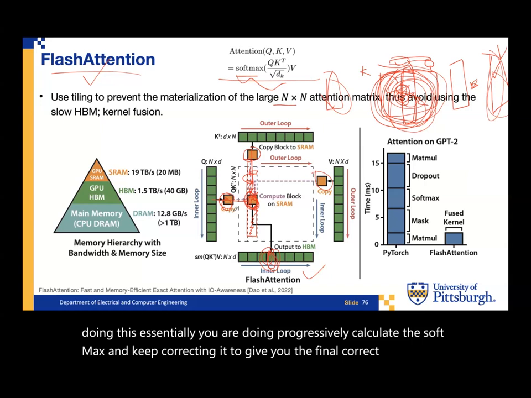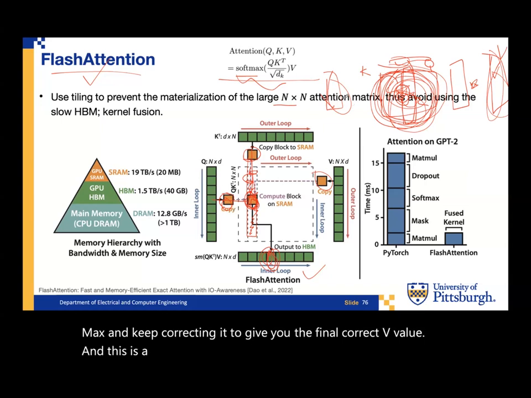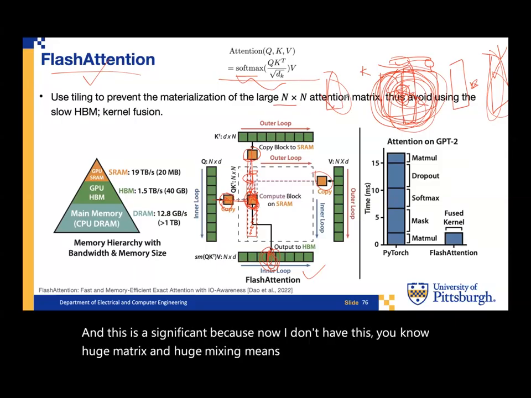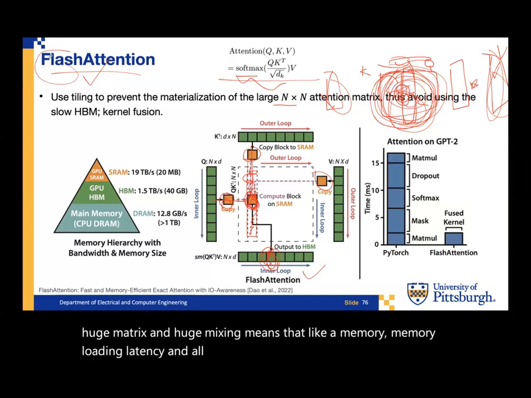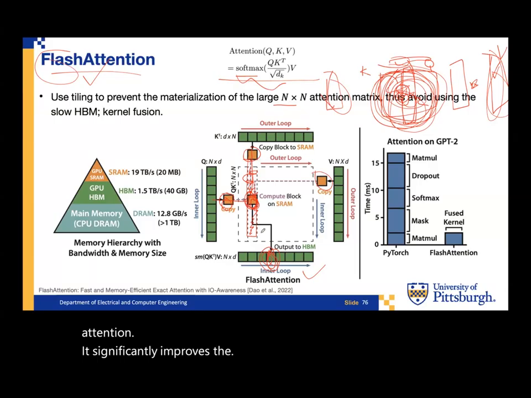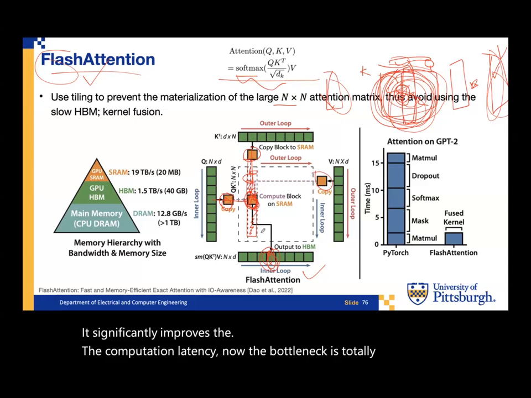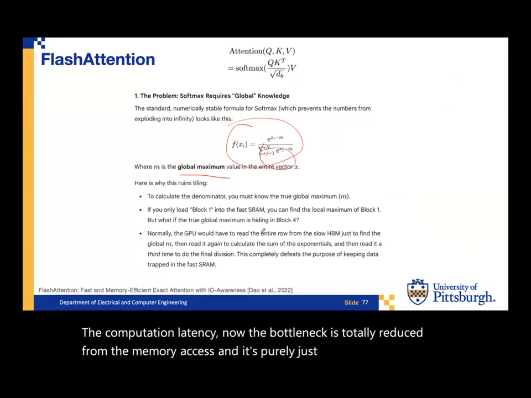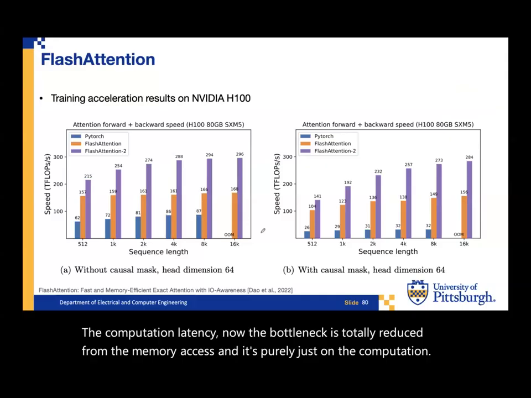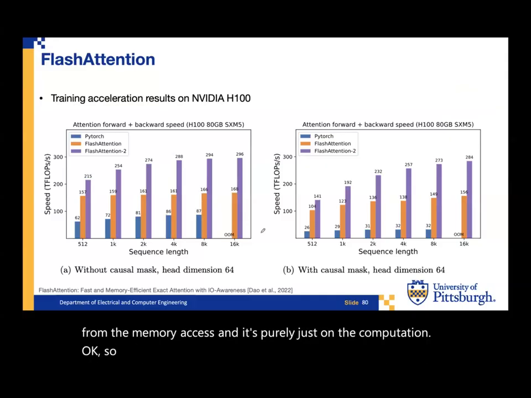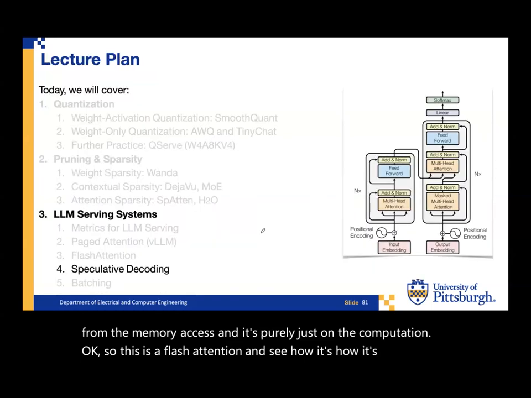And this is significant because now I don't have this huge matrix, and the huge matrix means memory loading latency and all that. That's why it's called flash attention. It significantly improves the computation latency. Now the bottleneck from memory access is totally reduced and it's purely just on the computation. Okay. So this is flash attention, and see how it gives you this speed up.